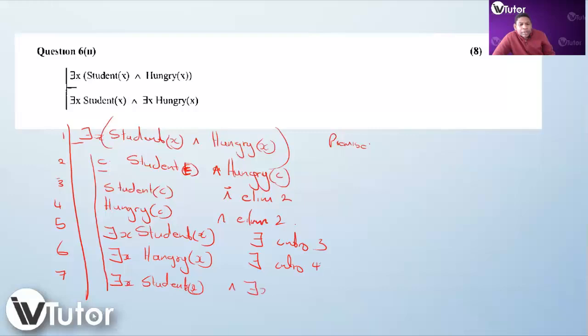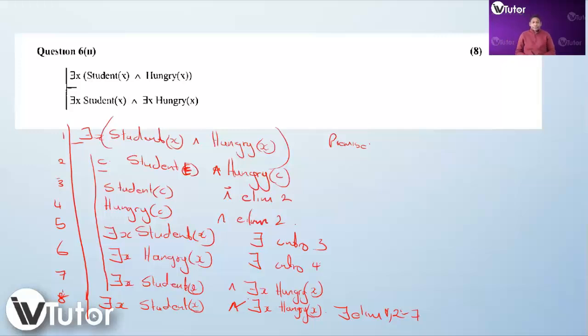So from this assumption of C as an arbitrary constant, I've managed to prove some are students and some are hungry. So then I come to number 8 and I'll say there exists X, student X and hungry X. So this is going to be existential elimination from number 2. Number 1 was the existential statement, then number 2 to number 7.